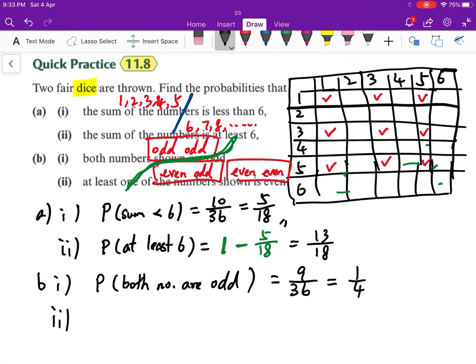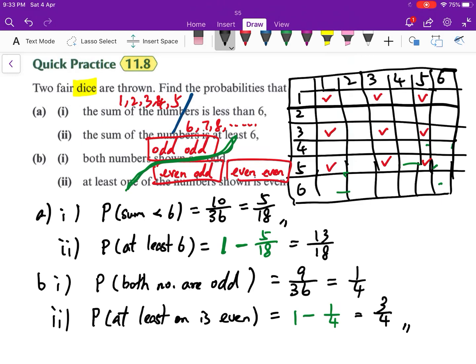So again, using the very simple method, 1 minus. The probability of at least one is even will be 1 minus all are odd. Then your final answer will be 3 out of 4. Done. Okay, so this is the final answer.